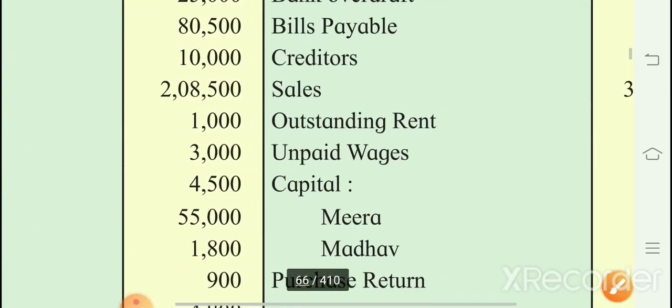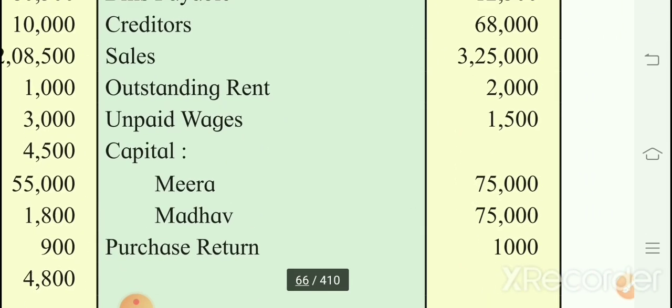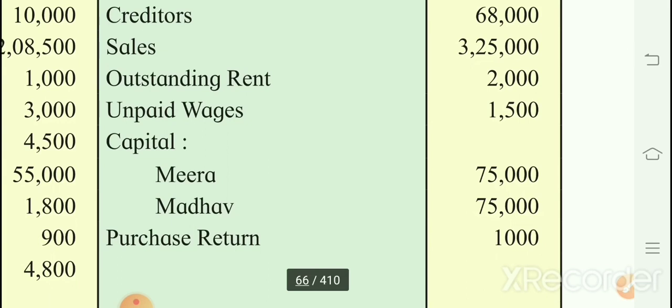Then our next item on credit side of trial balance is outstanding rent. It will be posted to liability side by rupees 2,000. Unpaid wages. See, these are the wages which are due but still not paid by our firm. That means these are our outstanding wages. We will write them on liability side by rupees 1,500.